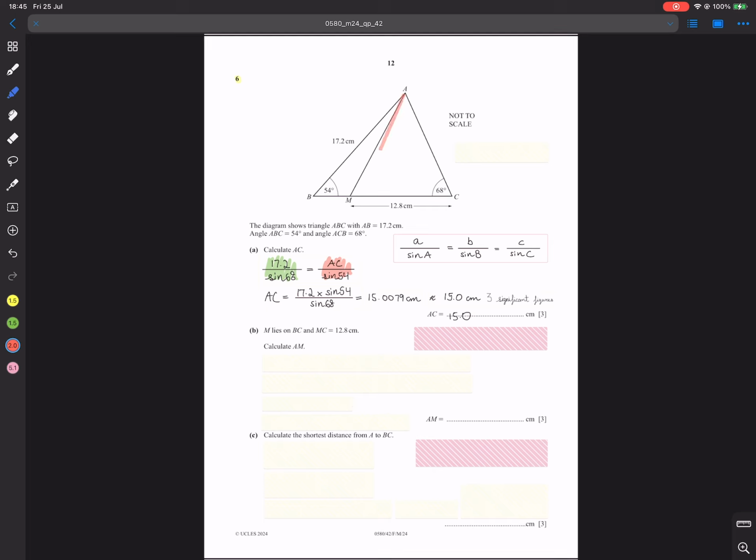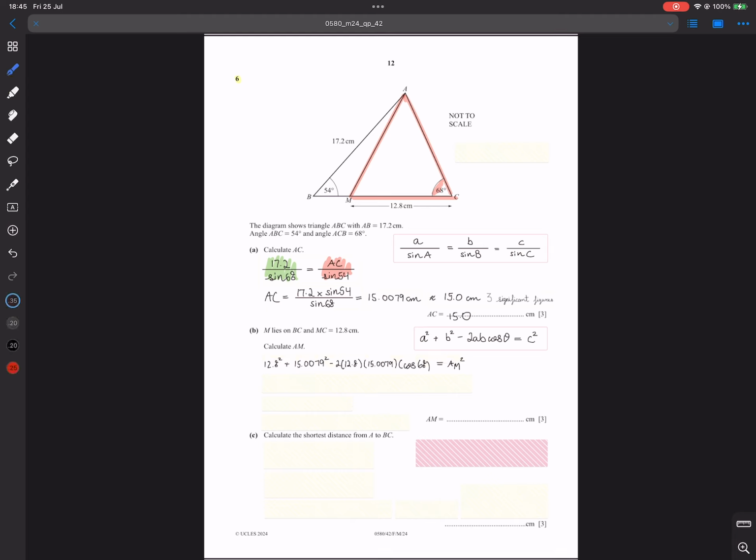In order for us to calculate the side AM, we need to ask ourselves, can we use the sine rule or can we use the cosine rule? Most of the time, if we have already used the sine rule in part 1, part 2 is going to test our cosine rule knowledge. And obviously, we have two sides and one angle, so we will be using the cosine rule. We have length AC. We calculated AC in the previous question. So we simply write down the cosine rule. We plug everything into the formula.